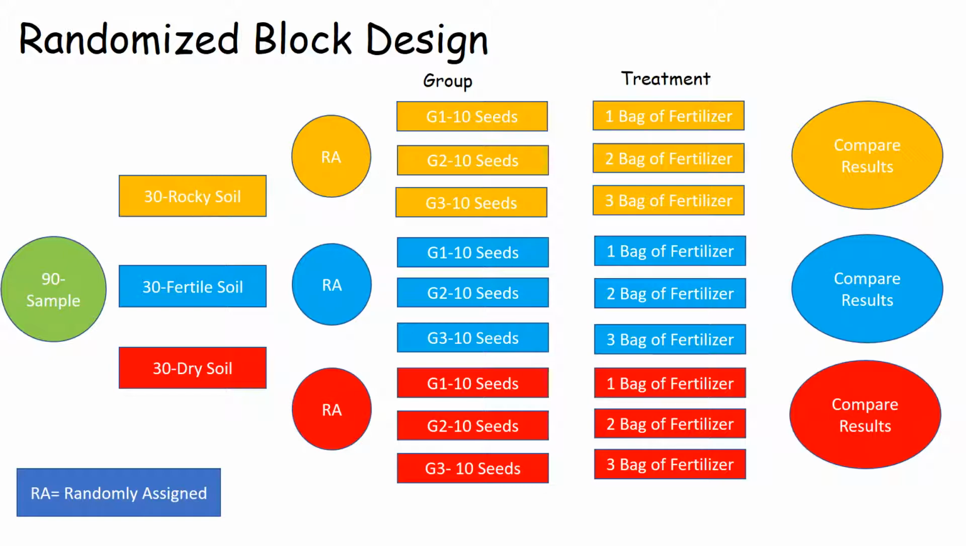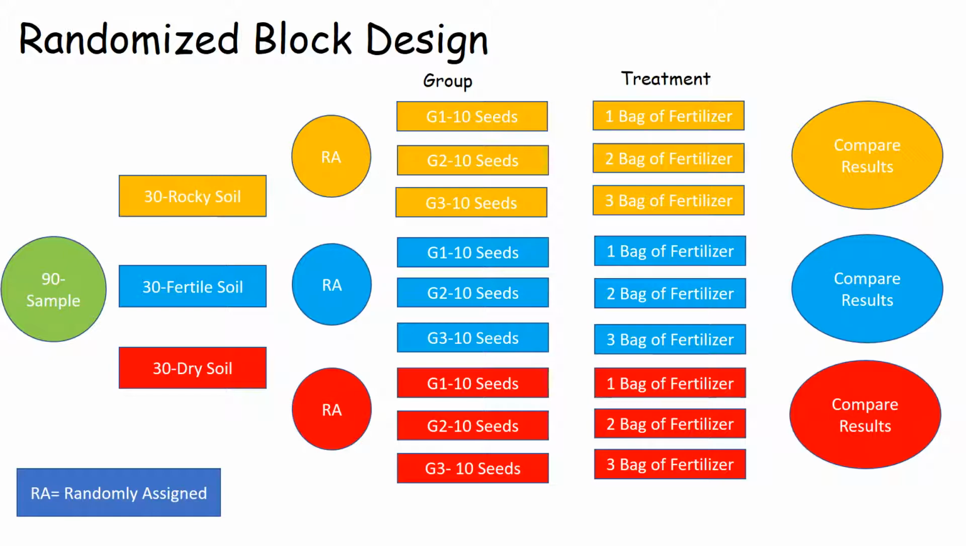It is mentioned that soil type could influence plant growth, so to make sure we can control this, we have blocked the soil type. In the diagram, you can see 90 seeds are subdivided into 3 soil groups, which are rocky, fertile, and dry soil. This is the block section.